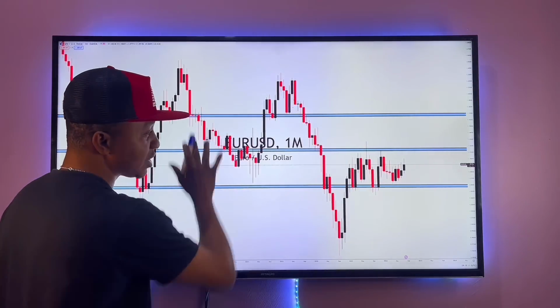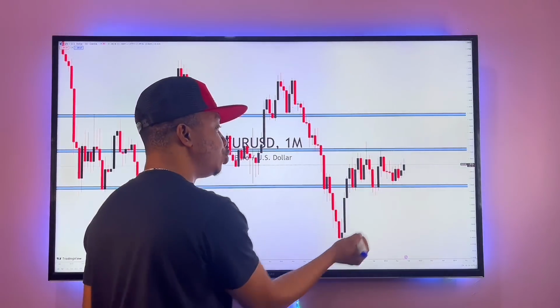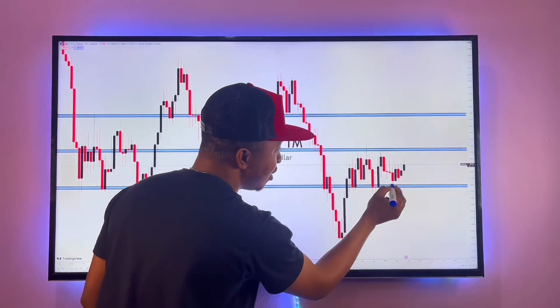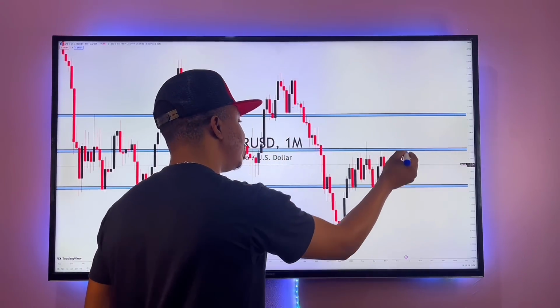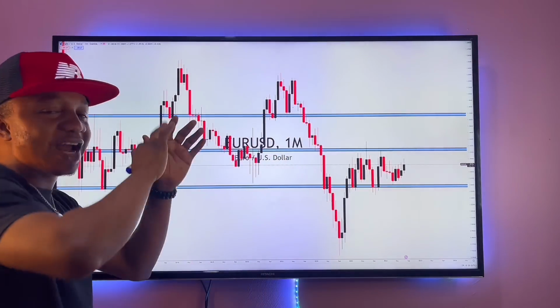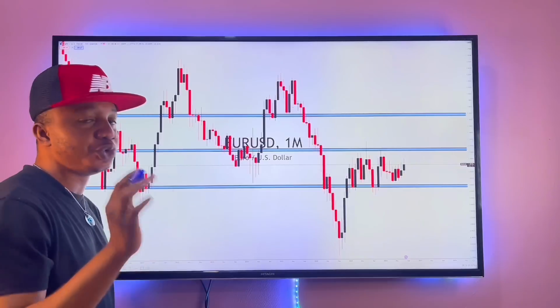So this whole chapter, or this whole move over here, is also an uptrend, and we are seeing buy pressure on this support level also pushing the market to the upside. So on the monthly time frame, everything points to the upside on Eurusd.